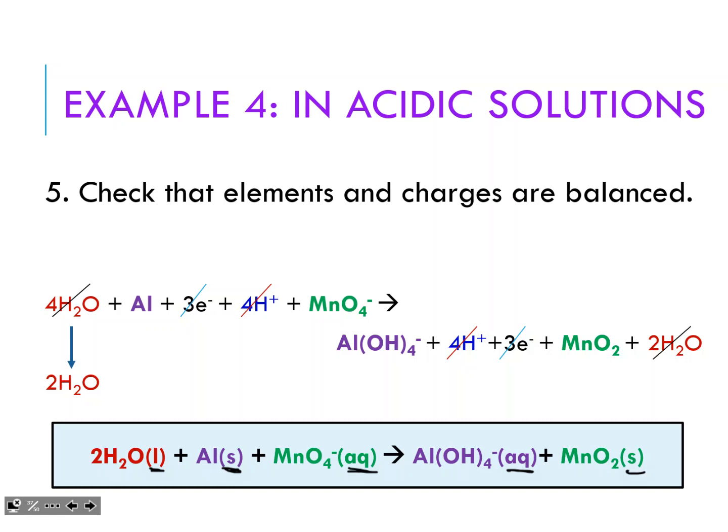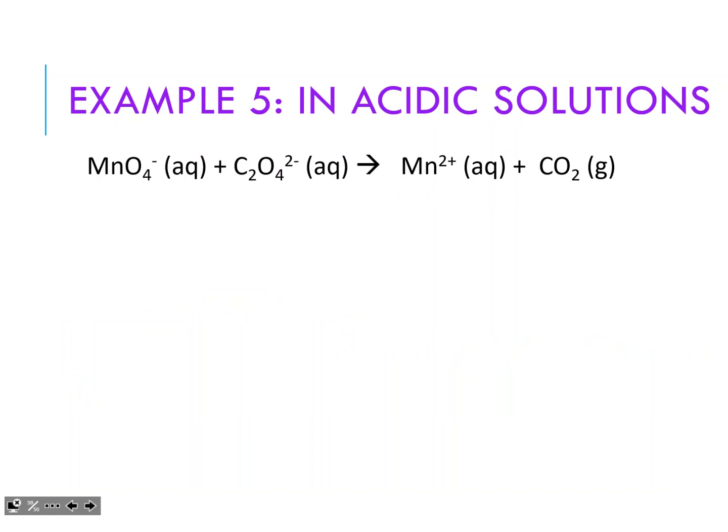Now let's look at another one, one that is going to have that multiplying stuff in it. As you can see, permanganate's in this one again, because permanganate is an oxidizer that's used a lot in redox reactions. We have permanganate plus oxalate giving us the manganese 2 ion and carbon dioxide. That's what we see up here.